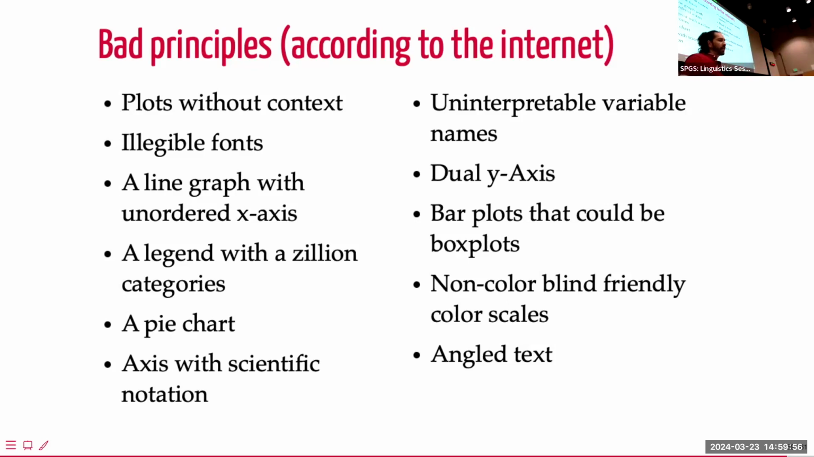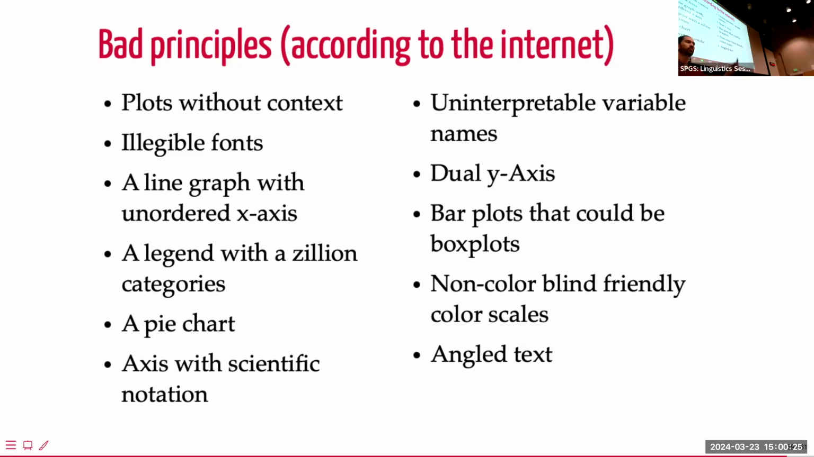A line graph with an unordered x-axis is obviously a bad thing. You don't want a legend that has a bunch of different categories. I mean, if there's no way around it, maybe there's no way around it, but usually these are things you want to think about. Personally, I would say avoid pie charts. Maybe scientific notation is something to avoid on axes. I don't really care about that, but someone had a list of these things and some of these were on there. Uninterpretable variable names. This is a big one. Like group 1, group 2, usually that's something you want to avoid.